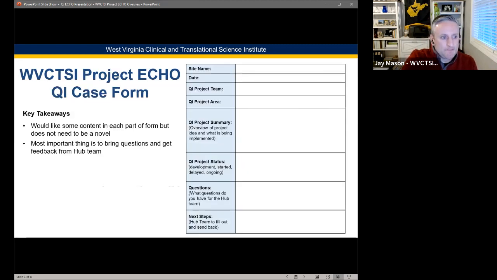Okay. Here's an example of what the case form looks like. This should be in your calendar invite, but it'll also be sent out in the recap emails. Pretty straightforward. We would like stuff in all these boxes if possible. It doesn't need to be a novel. Just something that we can react to. That's the main thing, and we can have questions and discussions around it. And like it says there, the most important thing is bring us the questions that you have around QI. That's what the group's here for.